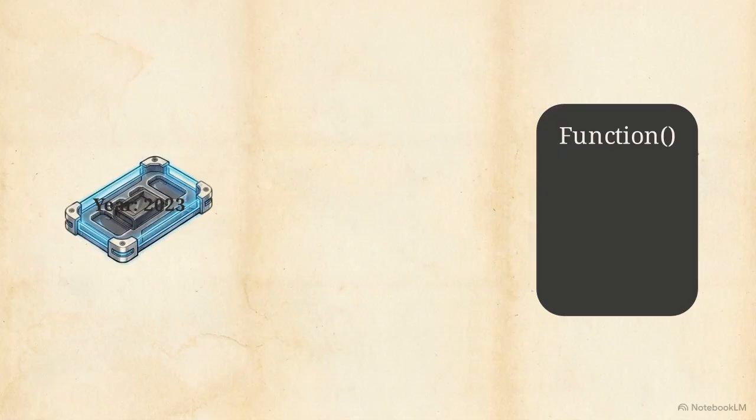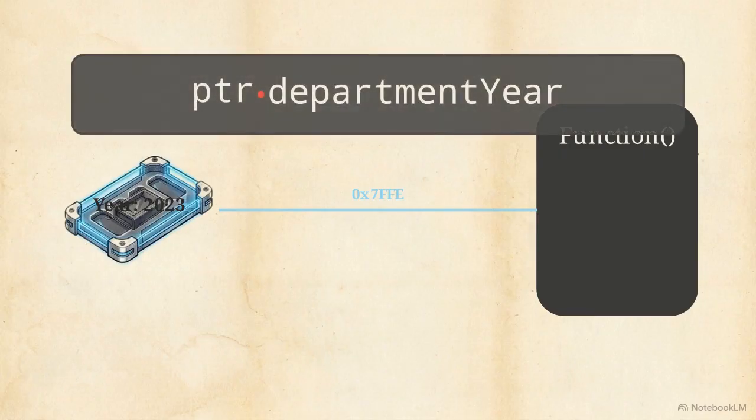Instead of copying the actual data, we declare a pointer variable with an asterisk. We pass a single, lightweight memory address that simply points the function back to the original structure. But introducing a pointer changes the rules of syntax. You can no longer use the standard dot operator to access the struct's internal data.